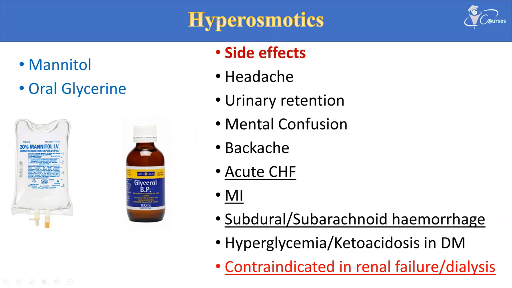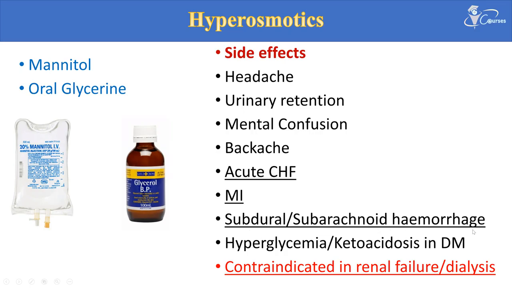The problems with the hyperosmotic agents: they are effective, but they can cause headache and some mental confusion because of the dehydration. They will cause urinary retention because they are diuretics as well. Backache. They can precipitate acute congestive heart failure because they cause circulatory overload. If there is a problem in the heart, it will not be able to pump this excess fluid. They can also precipitate myocardial infarction if a patient already has compromised cardiac function.